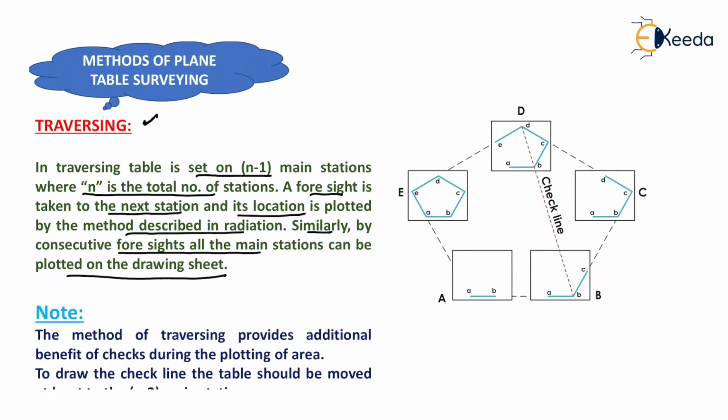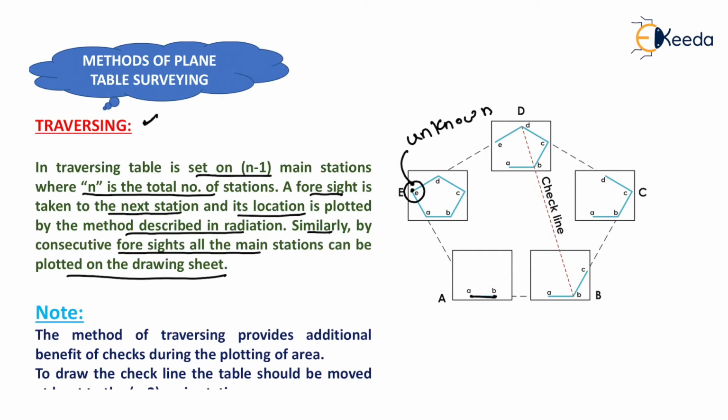Now suppose that in this traverse, station E is unknown. Station E is what? Unknown. We cannot measure the distance between DE and AE. So firstly, we will keep our plane table at A and we will draw line AB by just sighting station B, and we can measure the distance between AB by chain or tape.